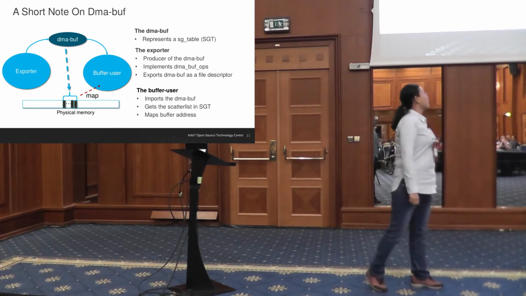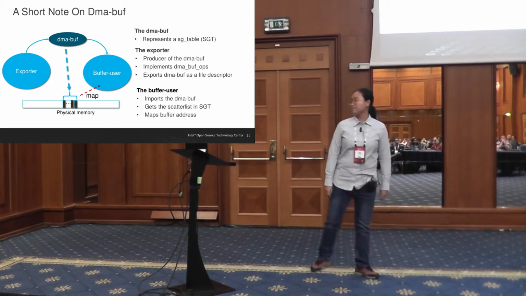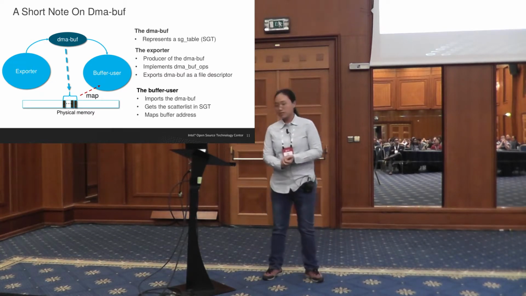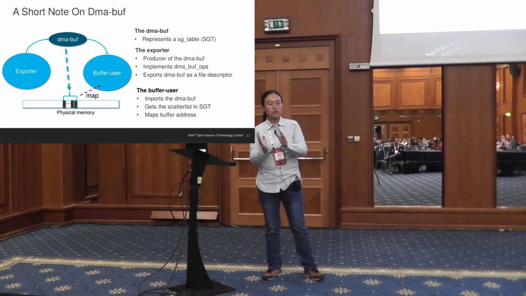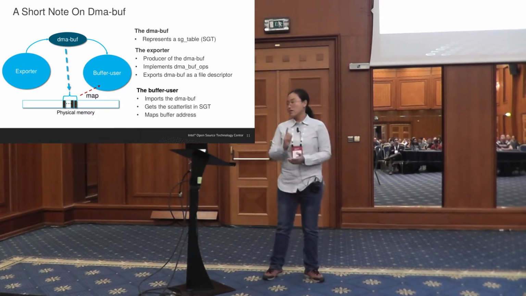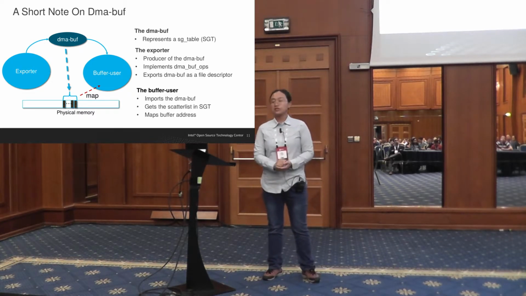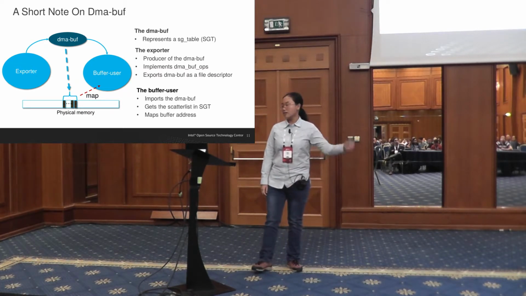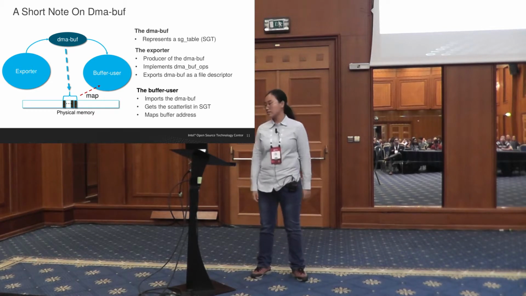The buffer user imports the DMA-BUF object and gets the scatter list in the SG table. After it maps the buffer address to its own address space, the buffer can be used by the buffer user. That's the way the standard DMA-BUF subsystem works.